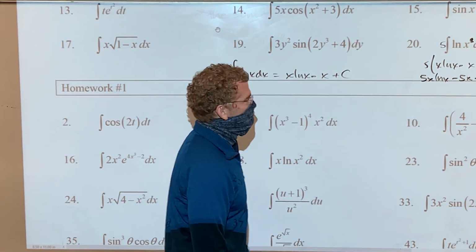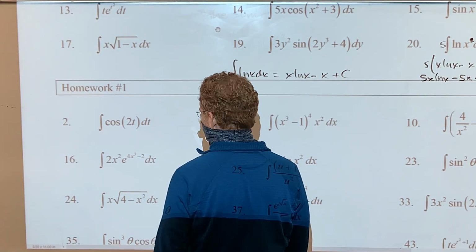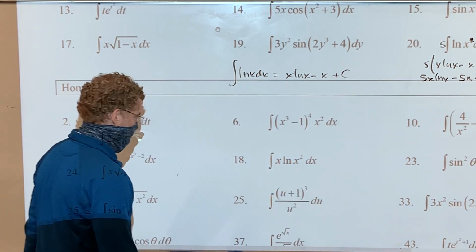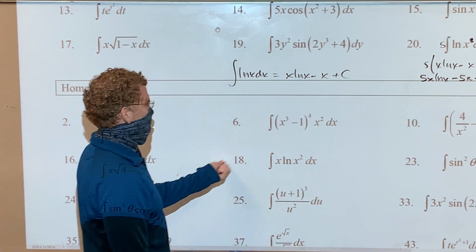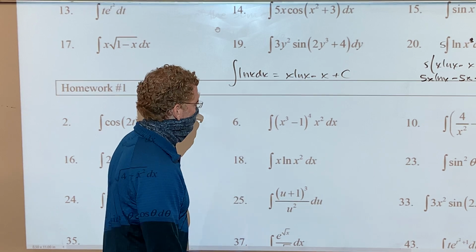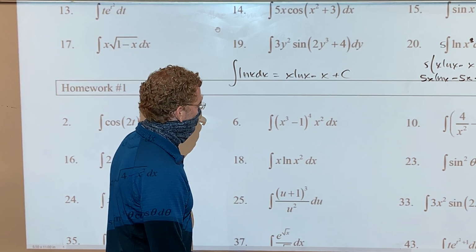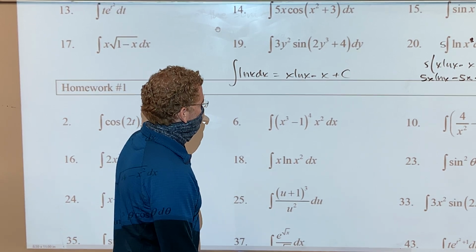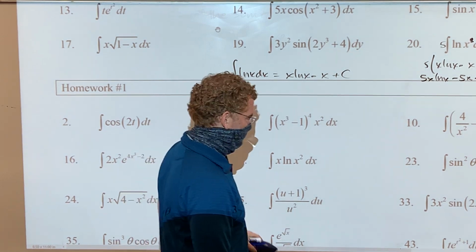Yeah. We also skip number 18 and middle column. X ln x squared dx. No. U substitution works on that. Oh, because it's an ln x. Yeah. Yes.